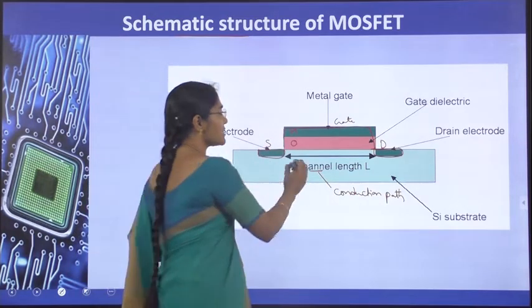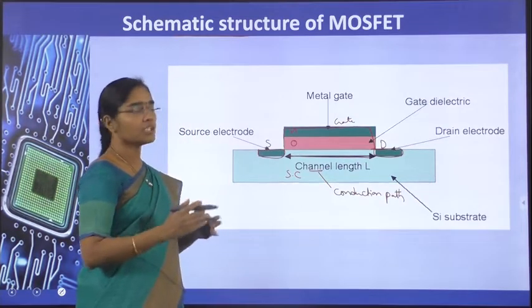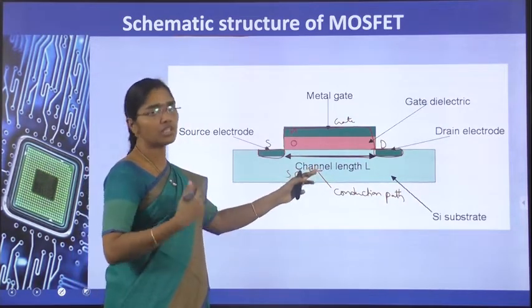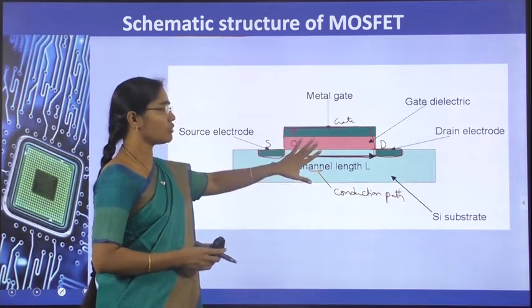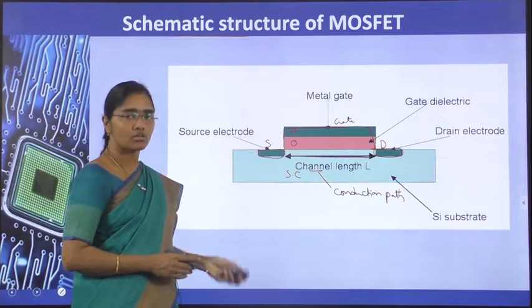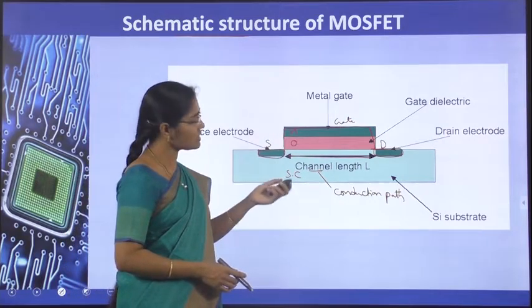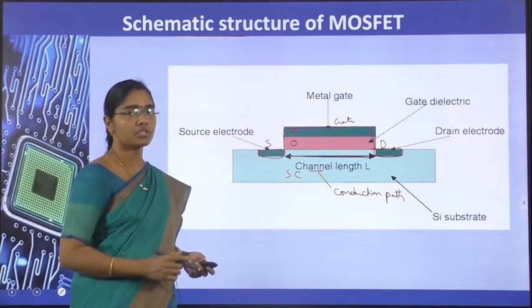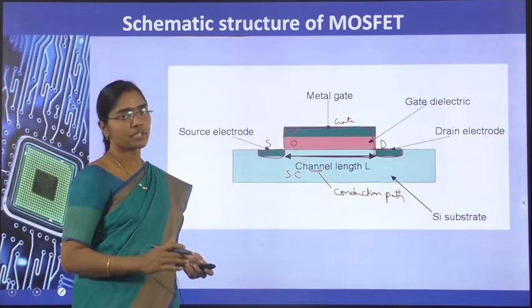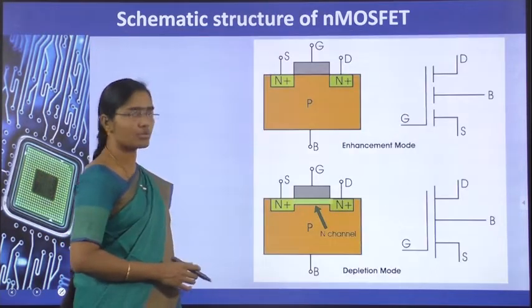Channel length is represented as L and channel width is represented as W. That width we can see in the 3-dimensional model. So the front view or schematic view of the MOS transistor will look like this. Now if you want to write this structure for NMOS, enhancement and depletion, or PMOS, enhancement and depletion, how they will be, let's see those two structures also.